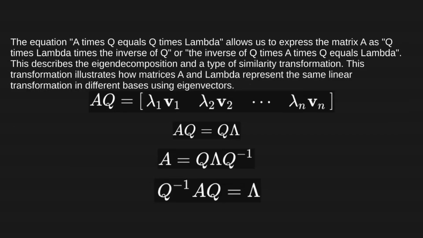The equation A times Q equals Q times lambda allows us to express the matrix A as Q times lambda times the inverse of Q, or the inverse of Q times A times Q equals lambda.